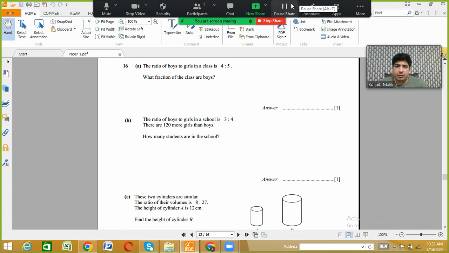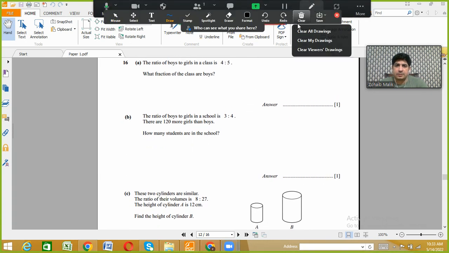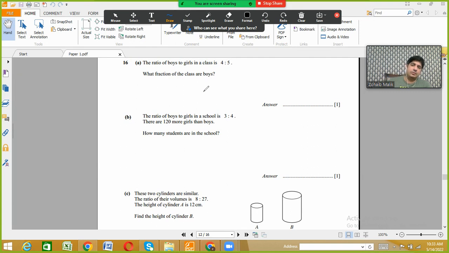The ratio of boys to girls in a class is 4:5. If there are 4 boys, then there are 5 girls. So we have to find a fraction. In a fraction, we know that the required item is boys, so the boys' ratio is 4, and in the denominator we have to write the total of the ratio, so 5 plus 4 is 9.